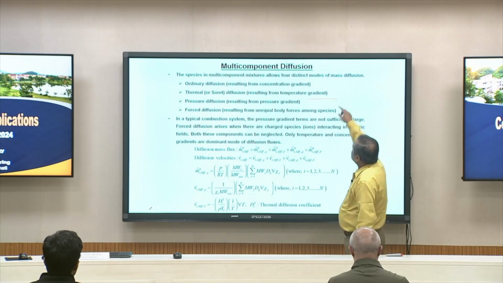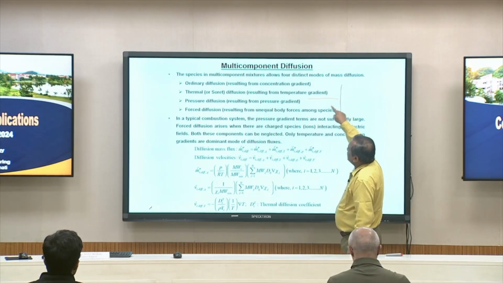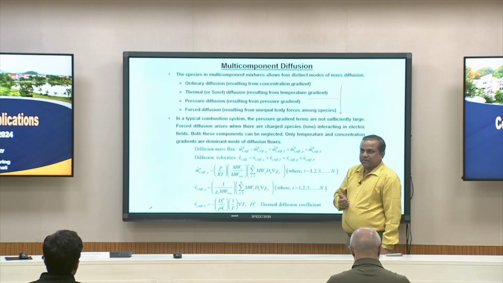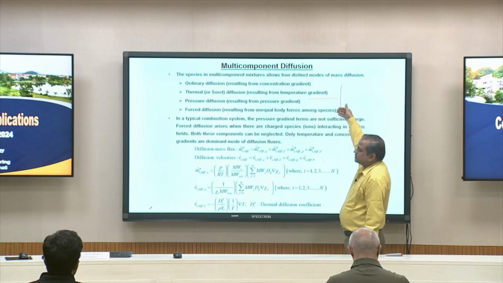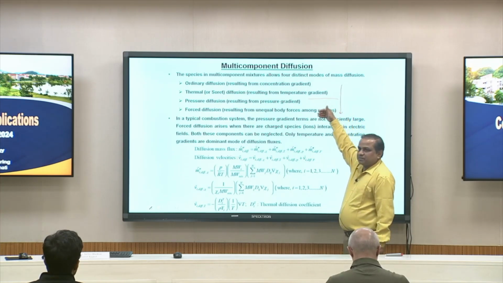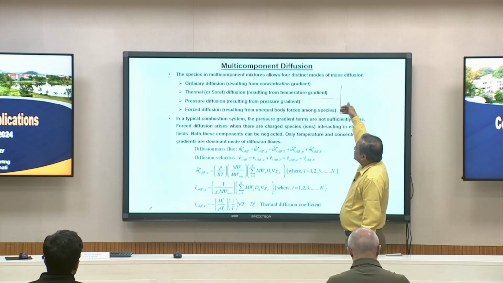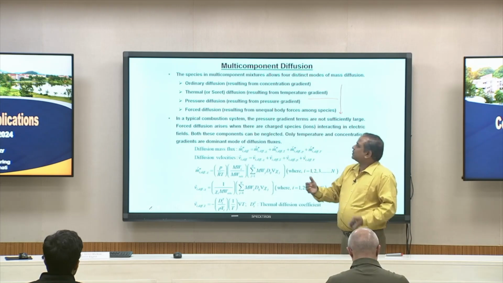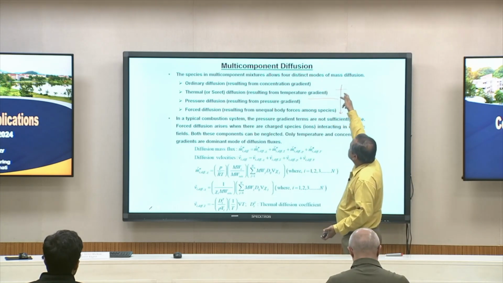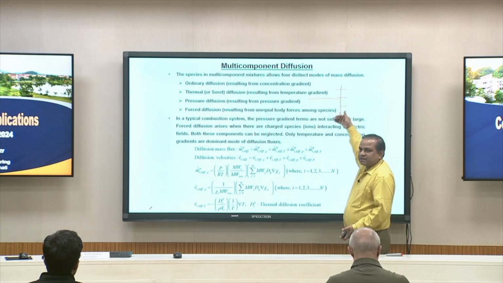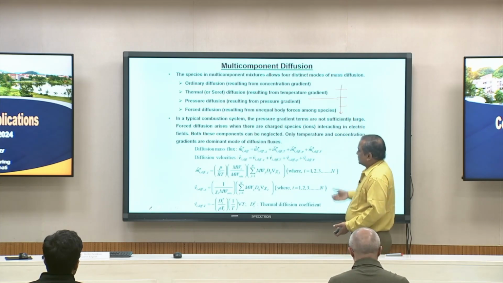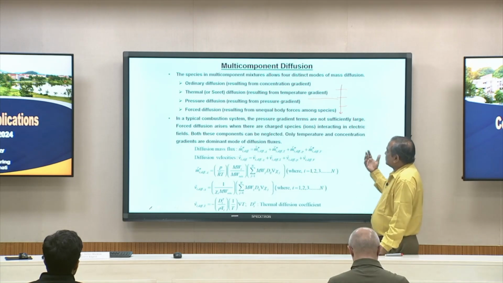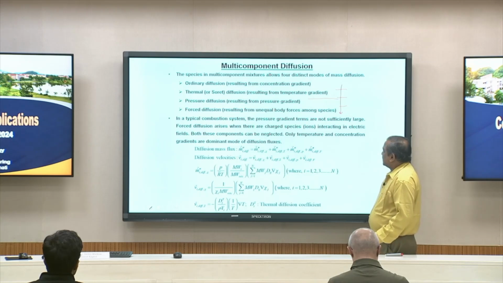So what we see here is that if you go from ordinary to forced, the complexity of modeling keeps on increasing. So really you don't have to go for this unless pressure effects are there. If it is a simple flame which is burning, we can stop at this level or this level or this level. So the complexity of the combustion equation increases. So this is about the philosophical viewpoint of the equations.